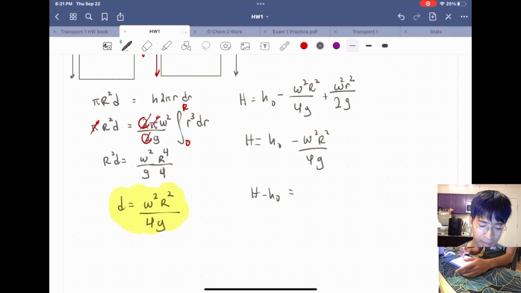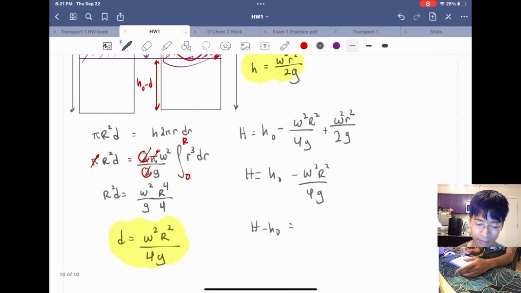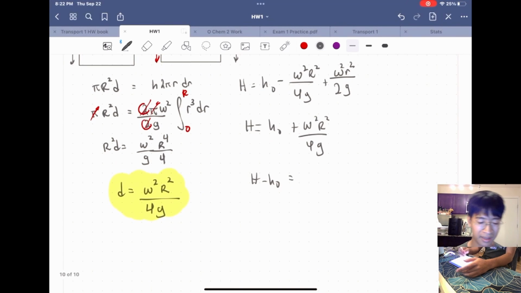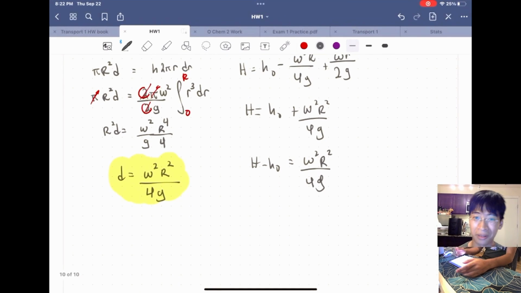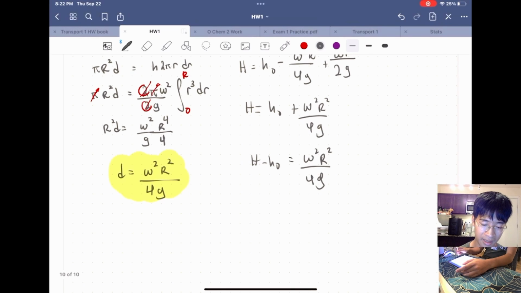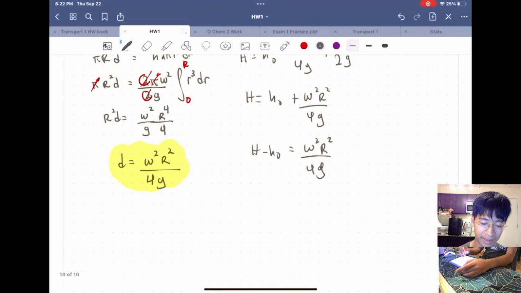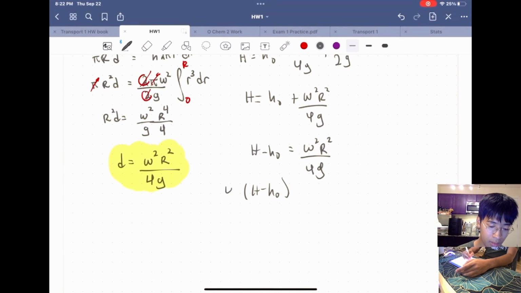I just realized I made a sign error. Yes, I made a sign error. This should be plus, because yes, 1/2 minus 1/4 is positive 1/4. So hopefully nobody caught that before I caught that. Otherwise, this wouldn't work, right? But let's move on. Now what? We're trying to isolate omega, right? So big H minus H naught multiplied by 4g over omega.